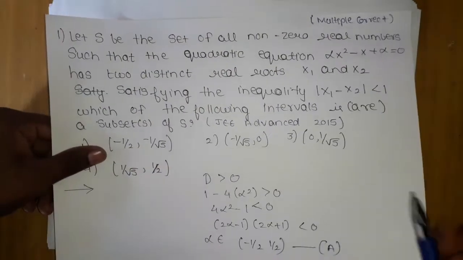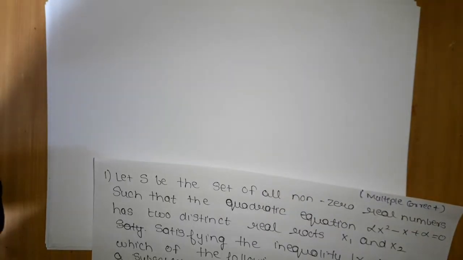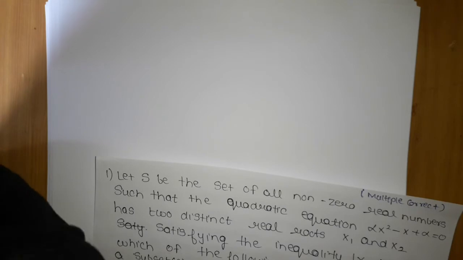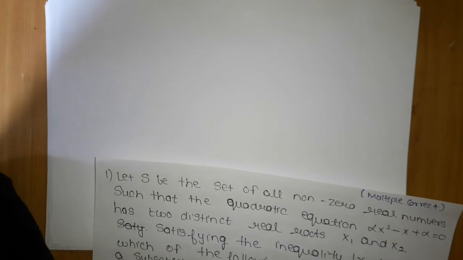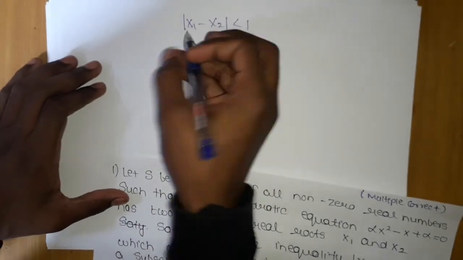Now let's apply the second condition, which tells us it should also satisfy mod x1 minus x2. Now to open mod means... this thing works in algebra, meaning in real numbers. In complex numbers we don't open mod by squaring. Okay, so mod x1 minus x2 is given less than 1, so we will square both sides.